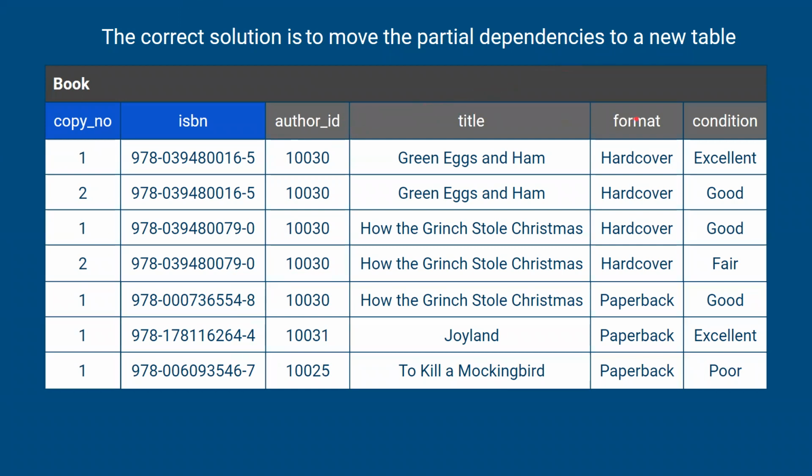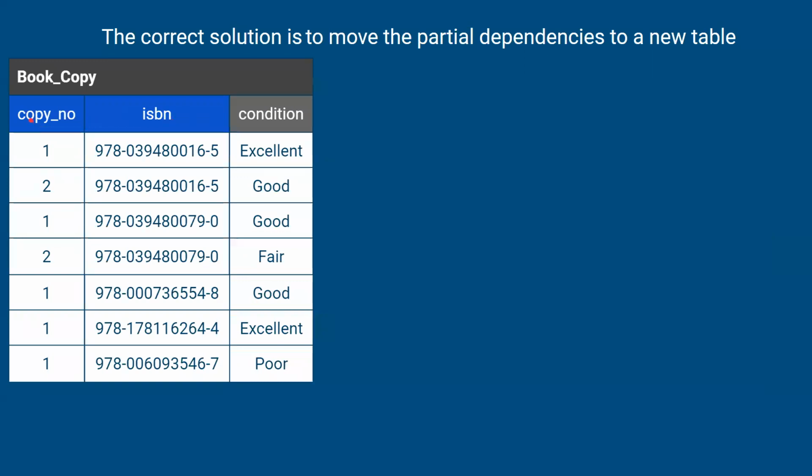I'm going to pull those out, and that's going to leave you with copy number, ISBN, and condition. Condition is not a partial dependency. It depends on both, right? If I know the copy ID, do I know the condition? Copy number, do I know the condition? No. Here's copy number 1, that's excellent. Here's copy number 1, that's good. Not dependent there. If I know the ISBN, do I know the condition?